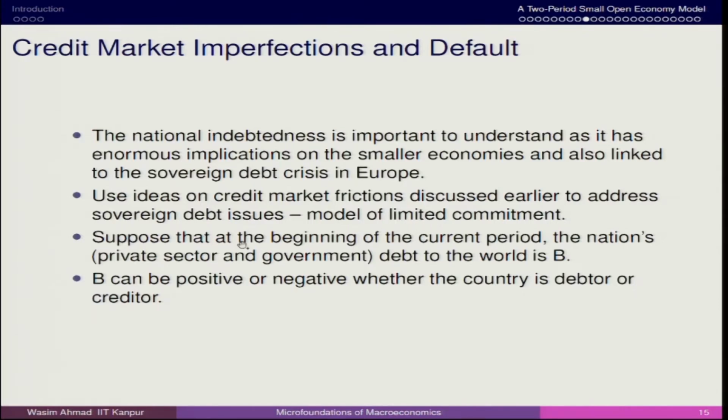Limited commitment. Suppose that at the beginning of the current period, the nation's private sector and the government debt to the world is B. This is the size of the debt that this particular country has. B can be positive or negative, depending on whether the country is a debtor or a creditor. If it is a creditor, then B is negative. If it is a debtor, then B is positive. So B being negative means the country is a creditor, and B being positive means the country is a debtor.